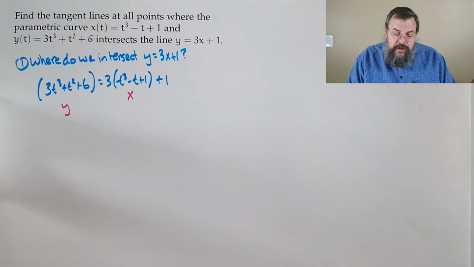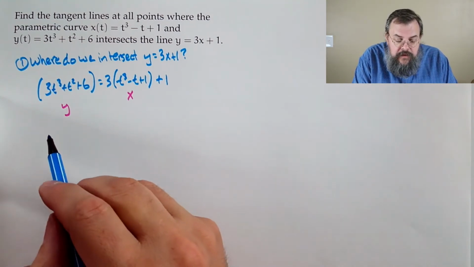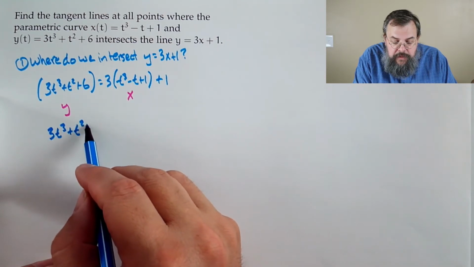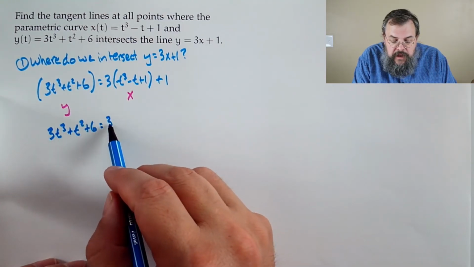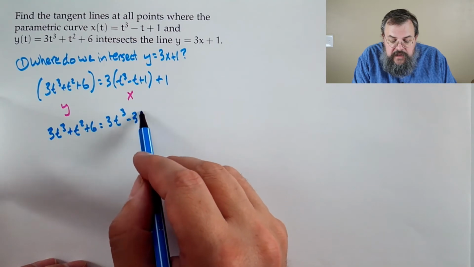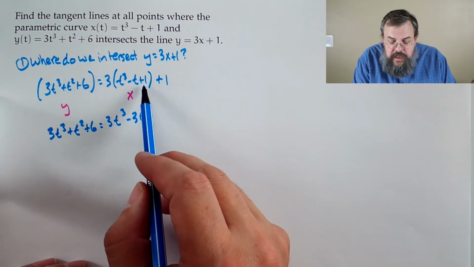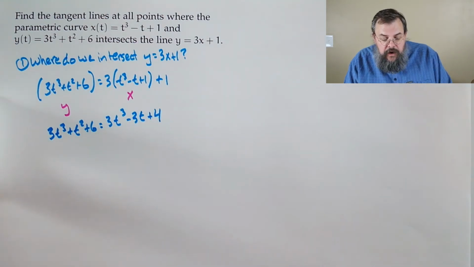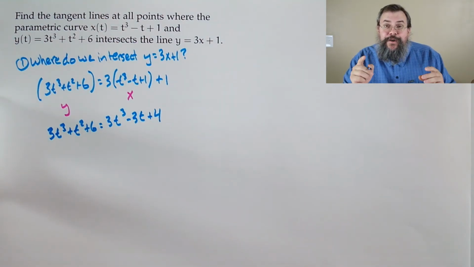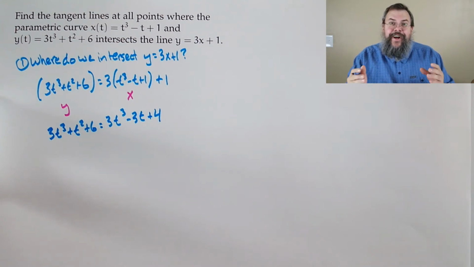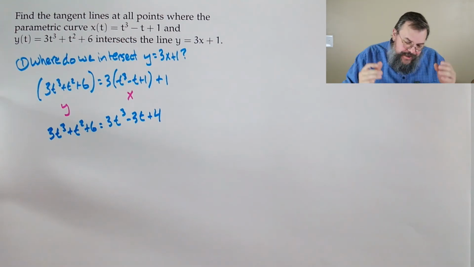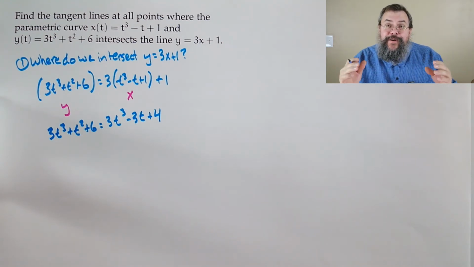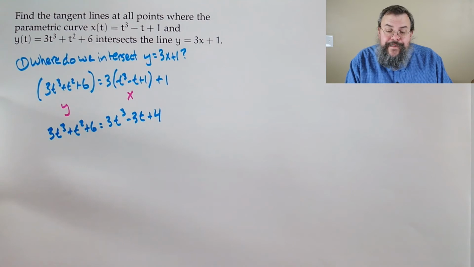So what do we do? Well, let's simplify. So we have 3t cubed plus t squared plus 6 equals 3t cubed minus 3t plus 3 and 1 more, so plus 4. And now the 3t cubes are going to cancel. It's not a cubic. What a shame. Well, there's still hope. Someday, perhaps, we'll get to do one where it doesn't cancel.